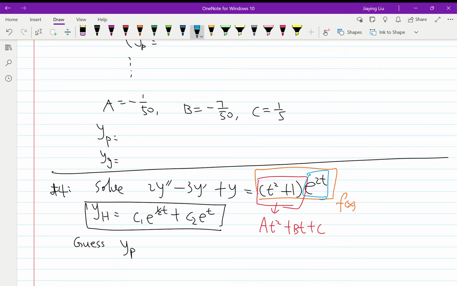And the e to the 2t, if we just have that and we don't have the t squared plus 1 term, then we can guess the particular solution to be some constant. In this case, I'm going to call it d e to the 2t. And now it's good to do a quick check. That's the e to the 2t. It doesn't match any terms in the homogeneous solution, so that's totally okay to use.